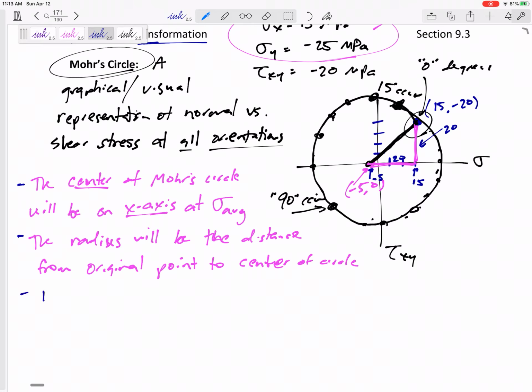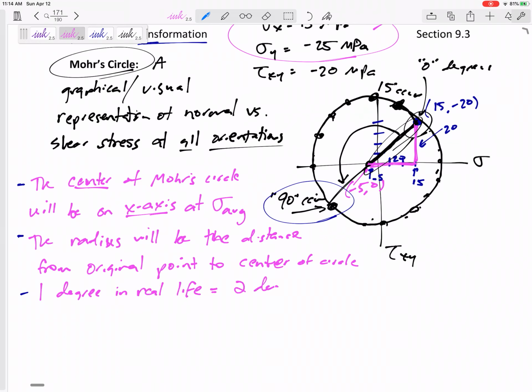Another thing, notice I said over here is 90 degrees counterclockwise, but it's almost like I took this and I rotated it 180 degrees, didn't I? So another thing about Mohr Circle is 1 degree in real life equals 2 degrees on Mohr Circle. All right, 1 degree in real life equals 2 degrees on Mohr Circle.